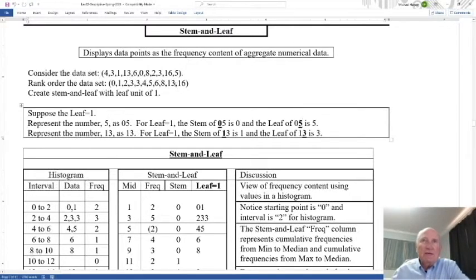Well, let's look at the number 13. Well, represent the number 13 as 13. For the leaf of 1, the stem is 1, and the leaf is going to be 3.